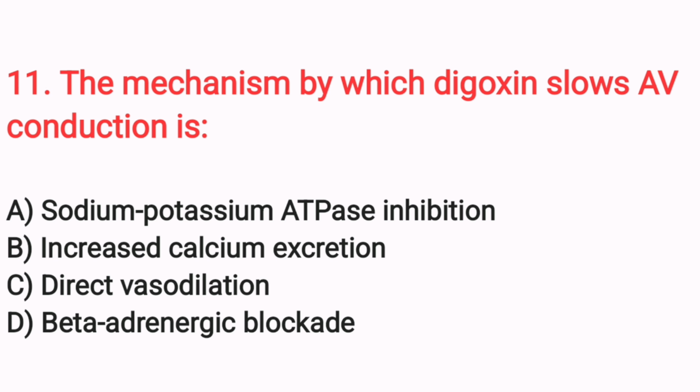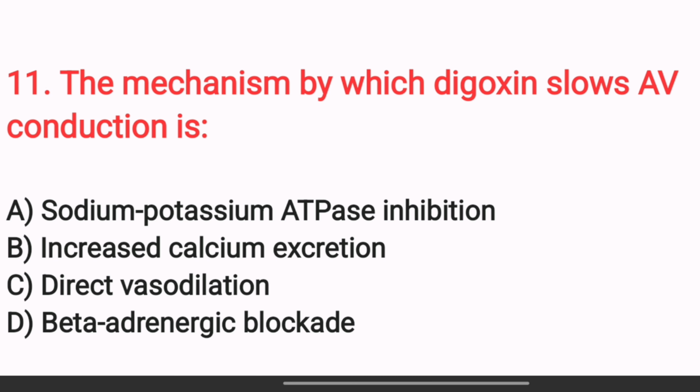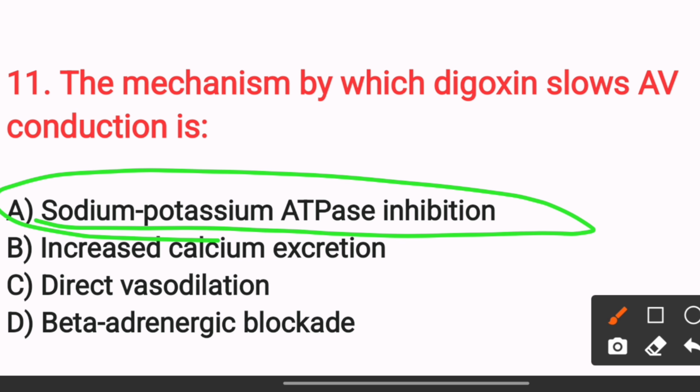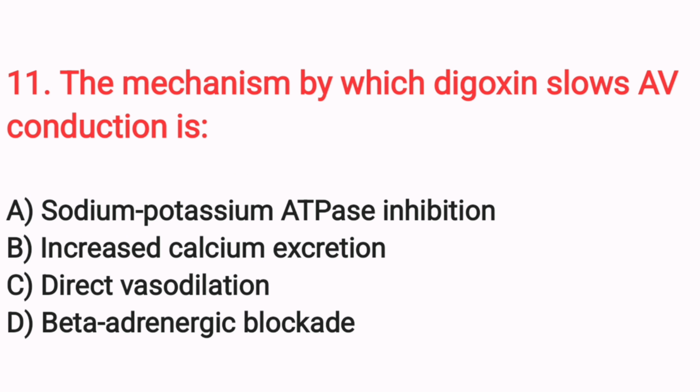The answer is option A, sodium potassium ATPase inhibition, because digoxin inhibits sodium potassium ATPase, increasing the intracellular calcium, which improves the contractility and slows the AV node conduction. So the answer is option A.